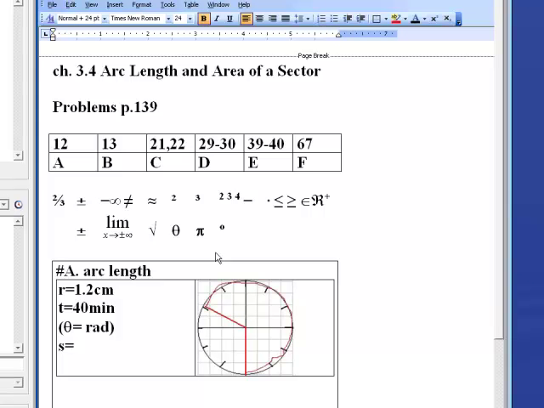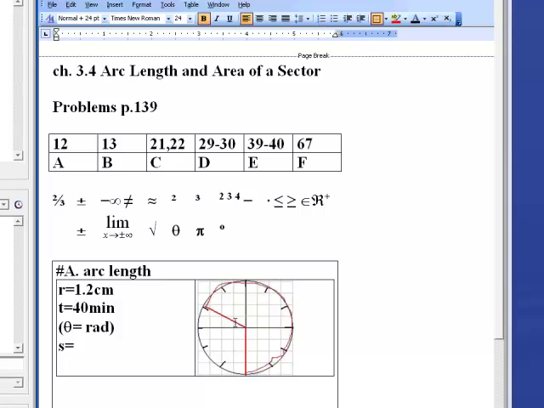Welcome to the problem section for arc length and area of a sector. I'm going to do a number of problems. The first one says, the minute hand of a clock is 1.2 centimeters long. How far does the tip of the minute hand travel in 40 minutes?